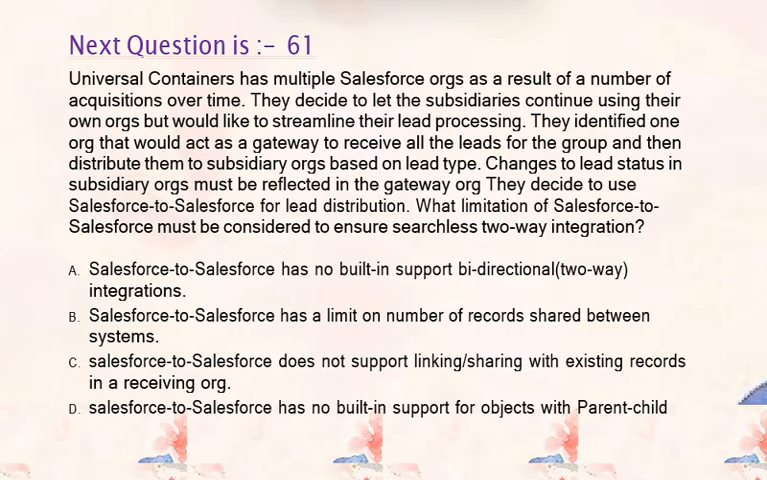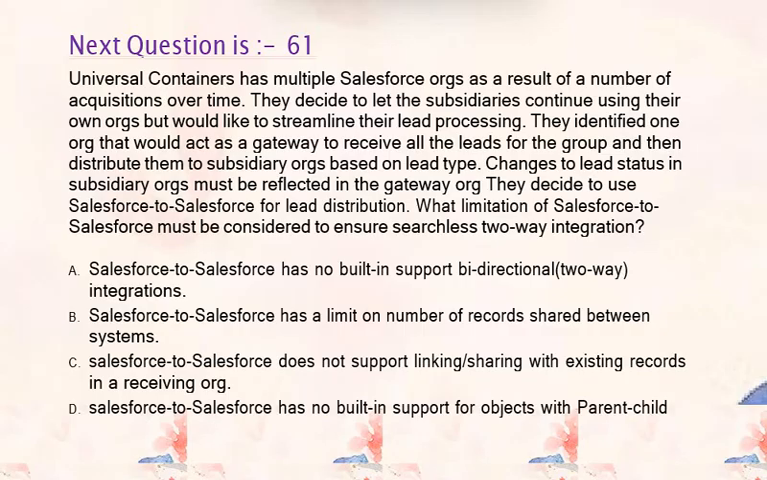Question is Universal Containers has multiple Salesforce orgs as a result of a number of acquisitions over time. They decide to let the subsidiaries continue using their own orgs but would like to streamline their lead processing. They identified one org that would act as a gateway to receive all the leads for the group and then distribute them to subsidiary orgs based on lead type. Changes to lead status in subsidiary orgs must be reflected in the gateway org. They decide to use Salesforce to Salesforce for lead distribution.